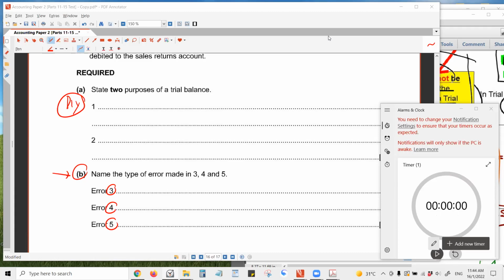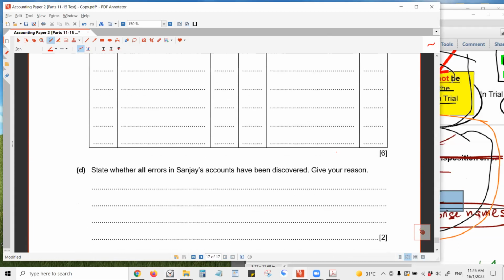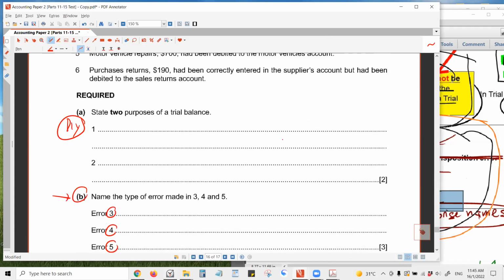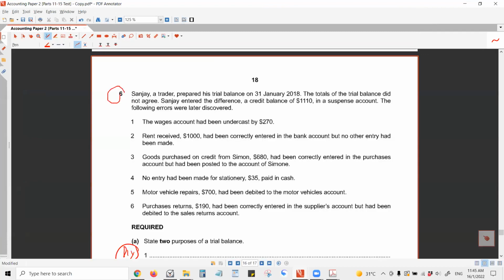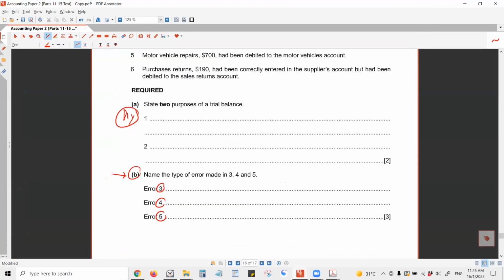Ishin, you are looking at the wrong question. We are looking at question B. To apply prudent principles? No, we are not doing this question. Which question are you looking at? Ishin, we are looking at this question, Sanjay's question, part B. Never mind. You look at how I discuss this question, then try to understand.